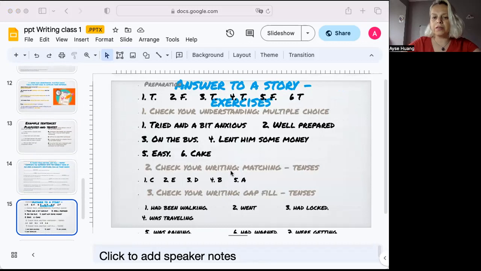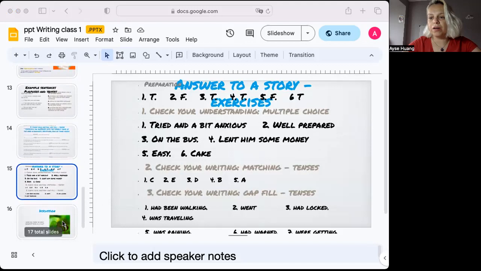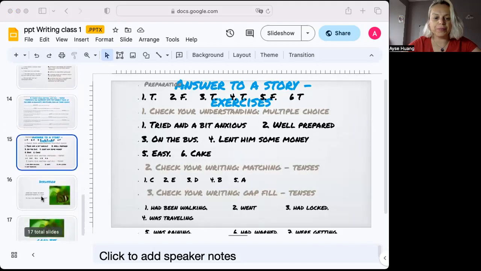And there are answers to the story exercise: preparation, check your understanding multiple choice, check your writing matching tenses, check your writing gap fill tenses. Then you can check whether your answers are correct or not.